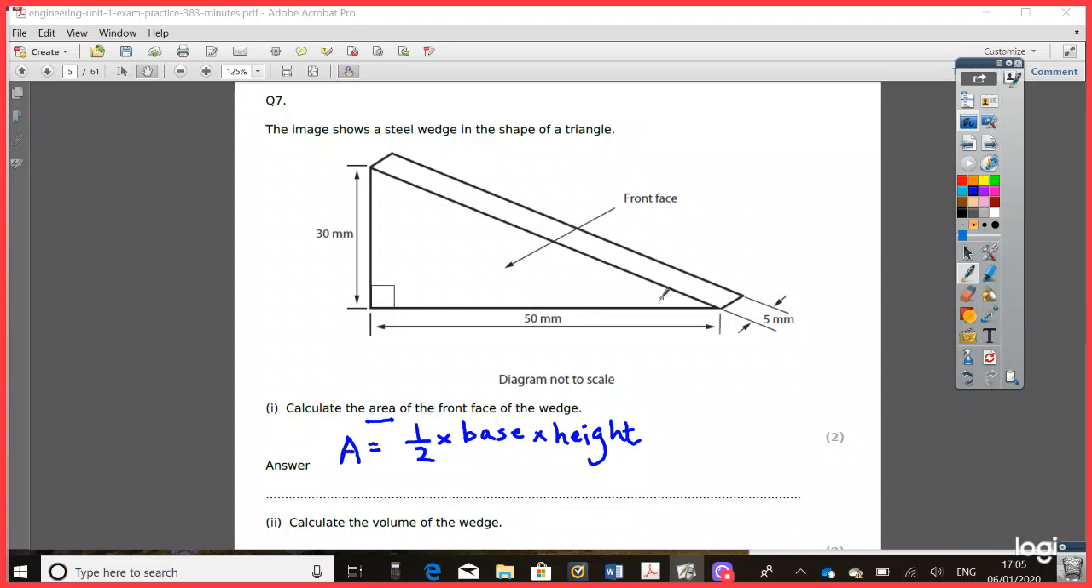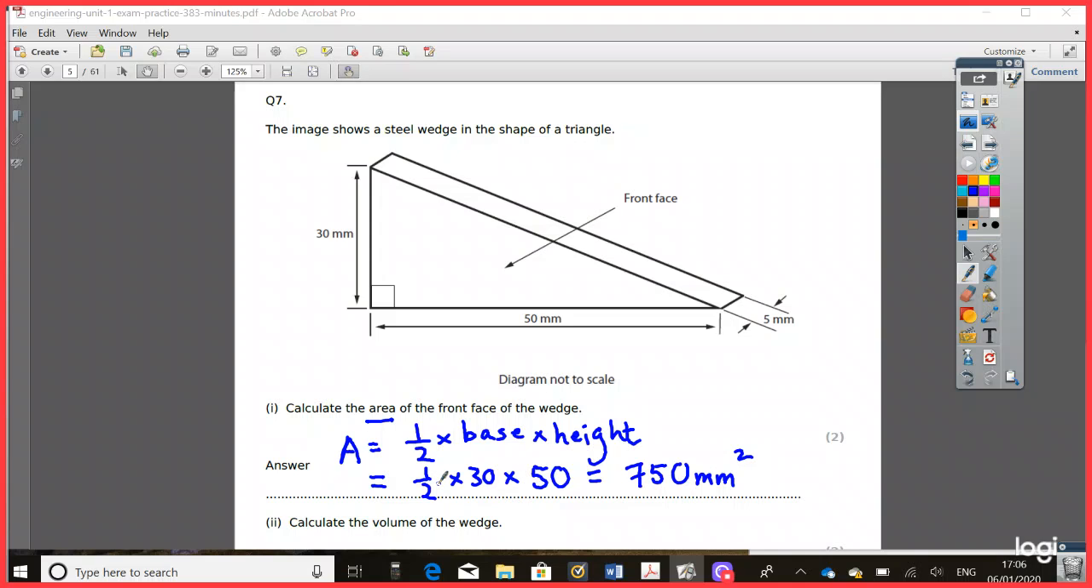So the base is 50 millimeters and 30 millimeters for the height. So put that in. So half of 30, that's 15, times 50. Notice I changed the base to height. Doesn't matter really. So really that's your base. In fact, I can half 50 instead, which is easier, because half of 50 is 25. 25 times 30, which is going to be 750, isn't it? So it's 750 millimeters squared. Make sure you include the unit.